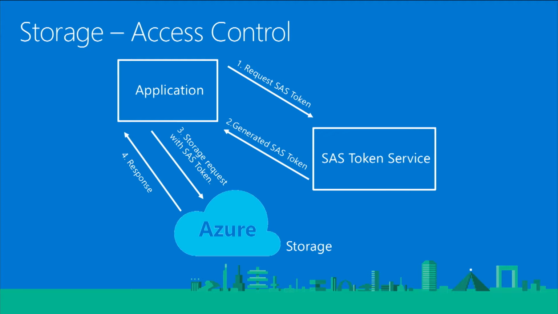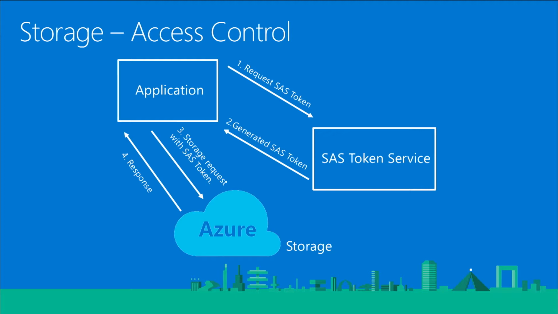And returns this SAS token to our application. Once this token is returned, we're going to make a storage request with that SAS token. Now the application can make that request, or we can just give the user the URL and apply that SAS token to the end of the URL. And they can make the request. Let them do the work.